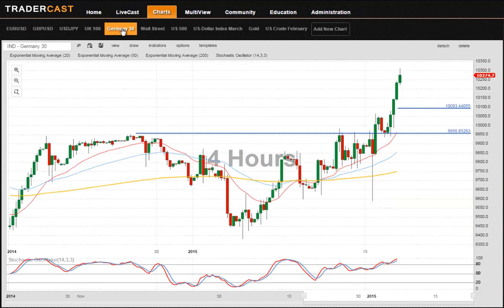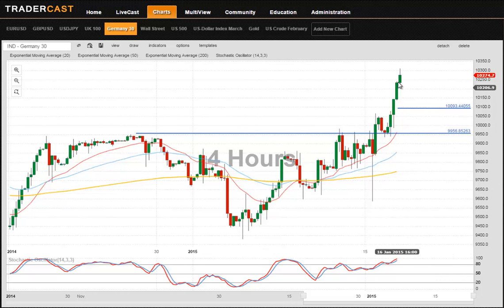This is a chart for DAX or German 30, a massive bullish breakout. Currently testing fairly significant resistance at 10,200 area. It's actually 10,270. The initial support on the downside is at 10,093. A loss of that level could potentially target cluster of these previous highs at 99.56.